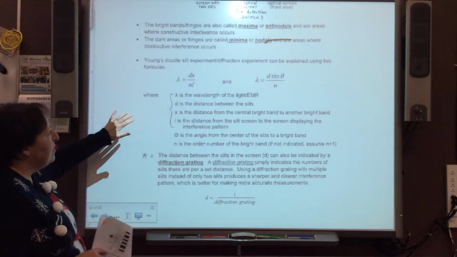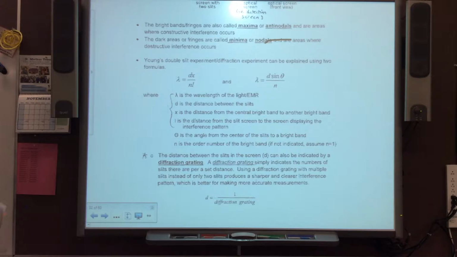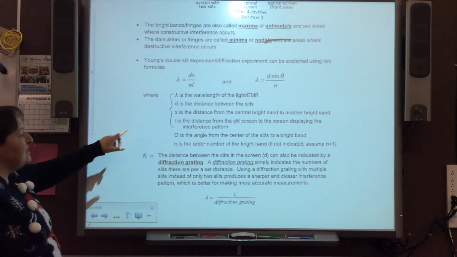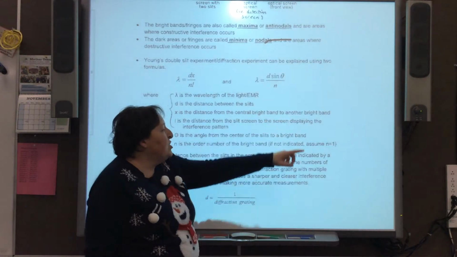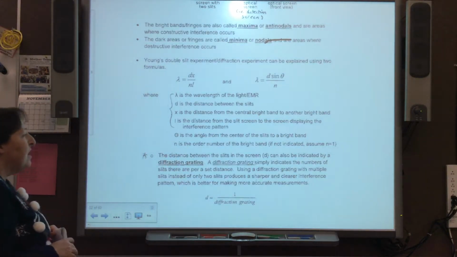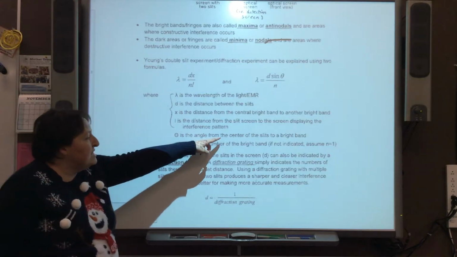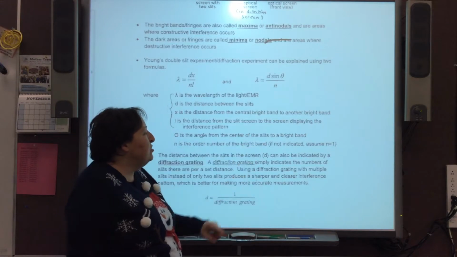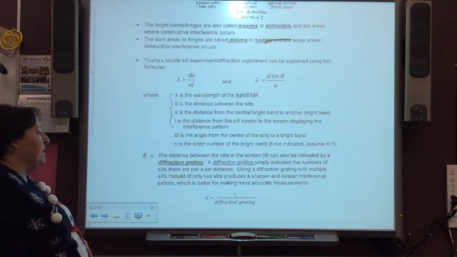So here we go. Lambda is the wavelength of the light. D is the distance between the slits. X is the distance from the central bright band, so the main one, to another bright band. L is the distance from the slit in the screen to the screen. And theta is the angle from the center of the slits to a bright band. N is the order number of the bright band.